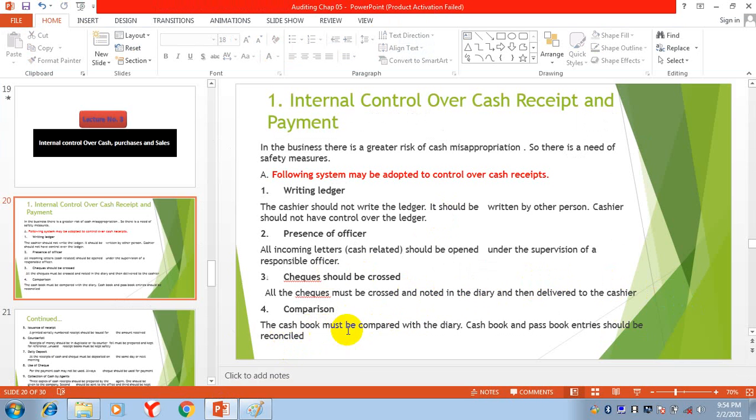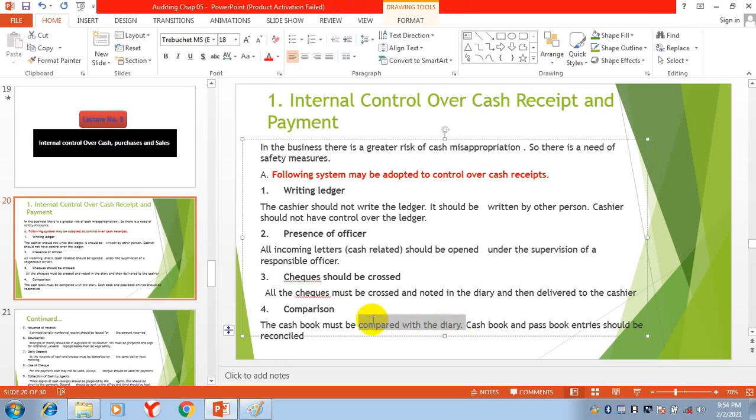Comparison. The cash book must be compared with the diary. I told you there should be a diary, and when we record the check in the diary, then we hand it over to the cashier. Then, at the end of the month, there will be a comparison of the diary and the cash book. Cash book and passbook entries should be reconciled.